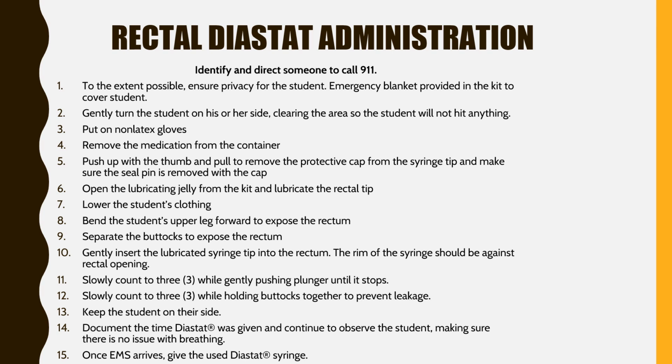Open the lubricating jelly from the kit and lubricate the rectal tip. Lower the student's clothing. Bend the student's upper leg forward to expose the rectum. Separate the buttocks to expose the rectum. Gently insert the lubricated syringe tip into the rectum. The rim of the syringe should be against the rectal opening. Slowly count to 3 while gently pushing the plunger until it stops. Slowly count to 3 while holding the buttocks together to prevent leakage.